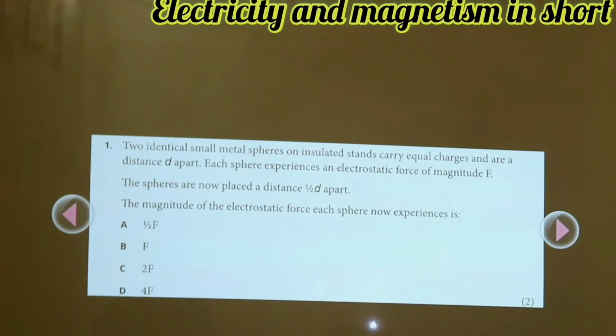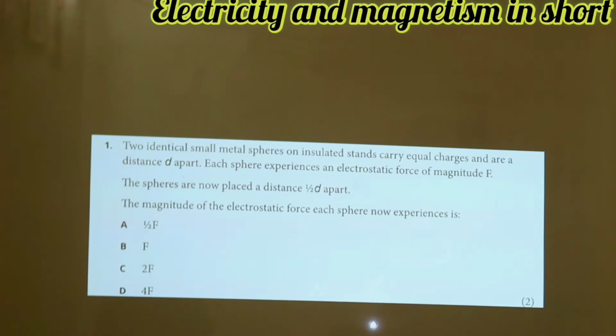So initially the charges are at a distance of d apart, and these are two identical charges kept on metal spheres. Now the charges are separated by a distance of 1 by 2 d. How will it affect the force? What will be the new force? You know that in the previous problem, it was 1 by 3 r, and the force became 9 times.